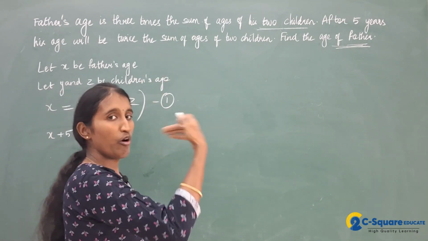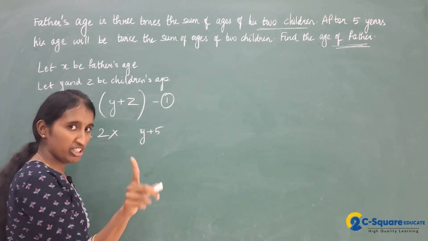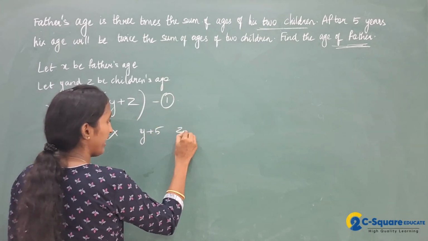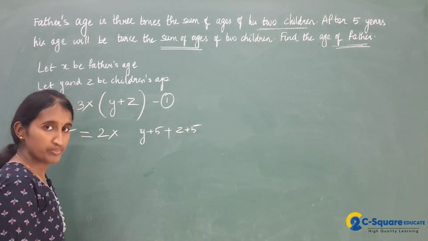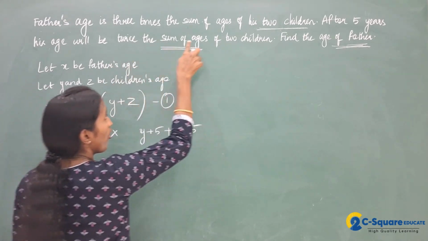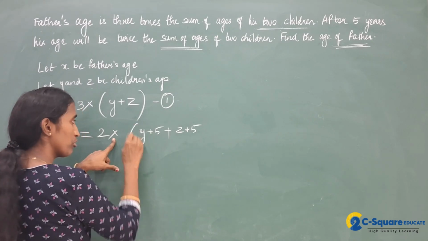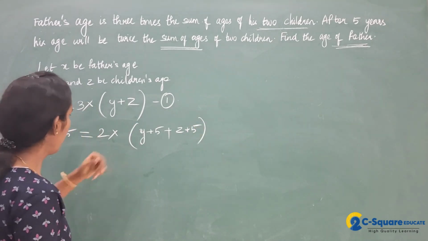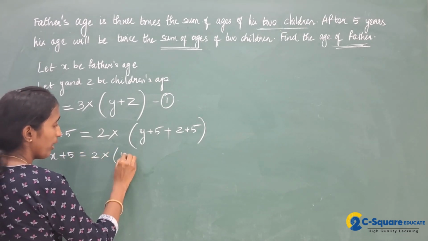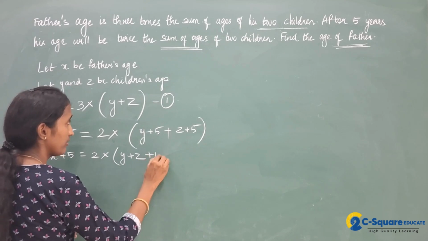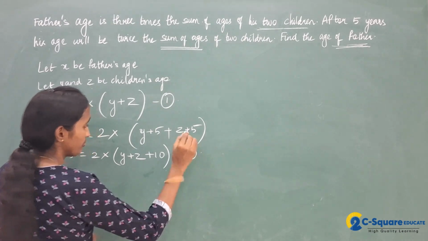So what will be the sum of ages of 2 children after 5 years? It will be Y plus 5, one child's age after 5 years, and the other child's age will be Z plus 5. So twice the sum of ages of 2 children. After the multiplication sign, we have so many terms, so put a bracket. So let's simplify this. X plus 5 is equal to 2 into Y plus Z plus 10, since 5 plus 5 is 10. Let's keep this as equation number 2.